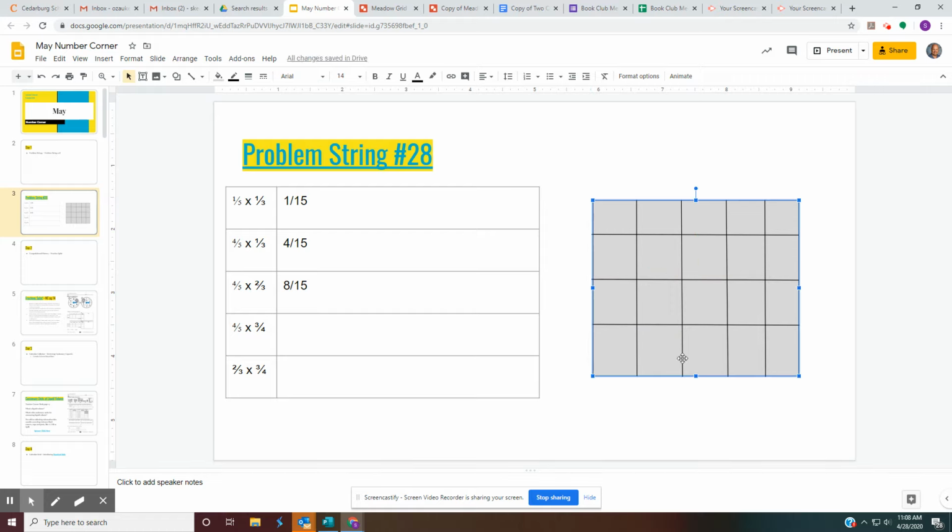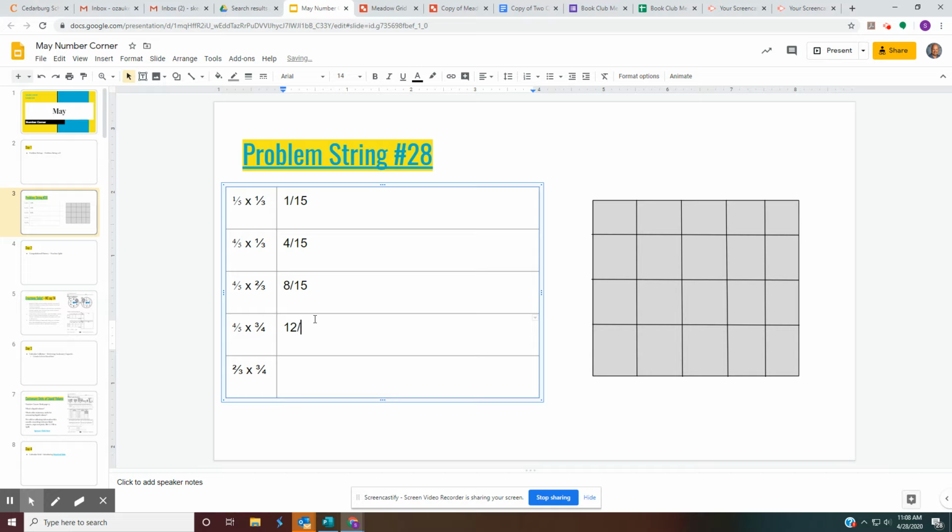Everybody see that? Now what happens? How does that change my answer up here? Well, I'm still going to fill in 4 of my fifths, and I'm going to fill in 3 of my fourths. And where does it overlap? It overlaps in 1, 2, 3, 4, 5, 6, 7, 8, 9, 10, 11, 12. It's not 15 because I've now added another division here. It's 12 of the 20.